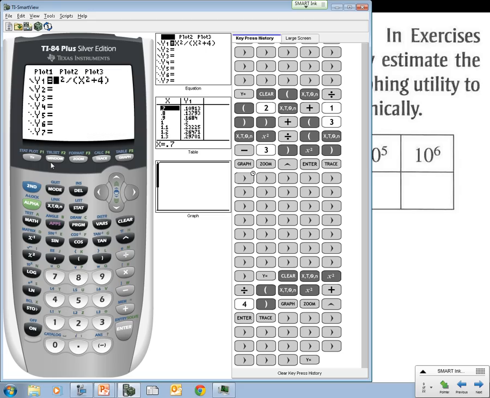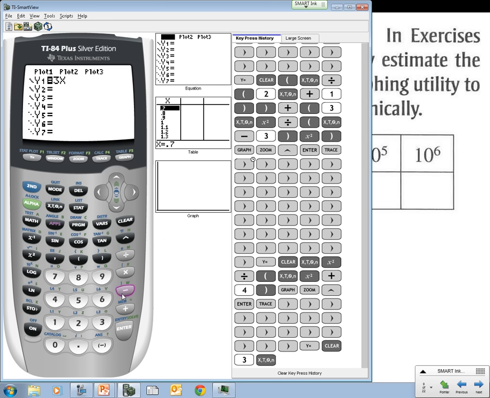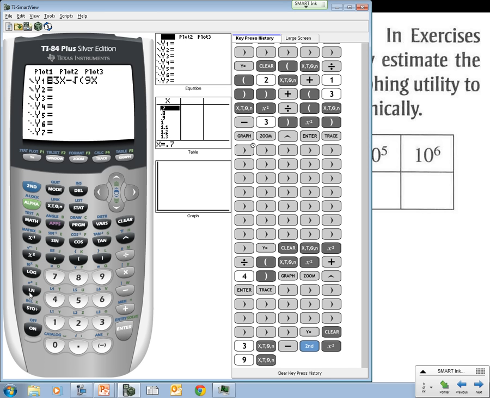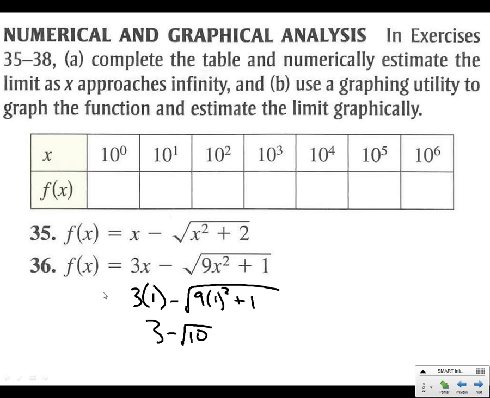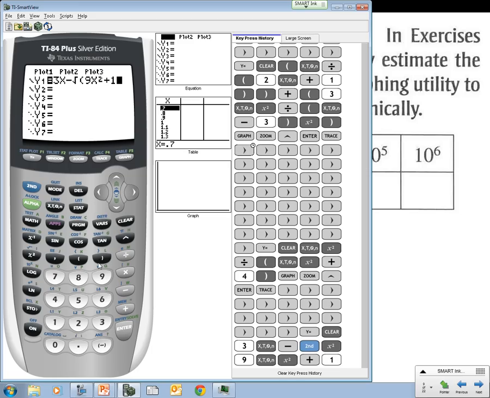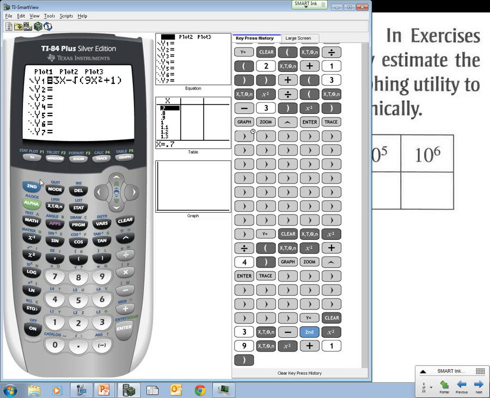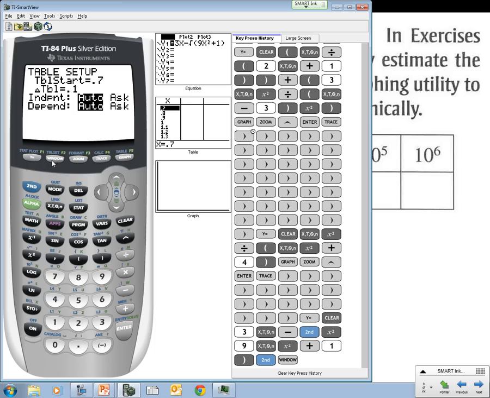Actually, let's go ahead and just put this into the y equals and do a table instead of having to repeat this over and over and over again. 3x minus the square root of 9x squared plus 1. Alright, and we can go to our table, but let's do our table set first. We want to start at 1.